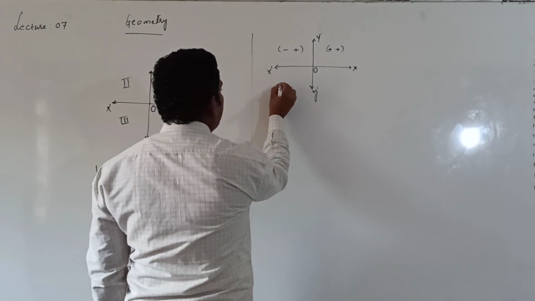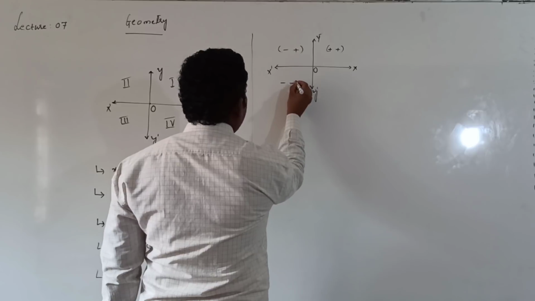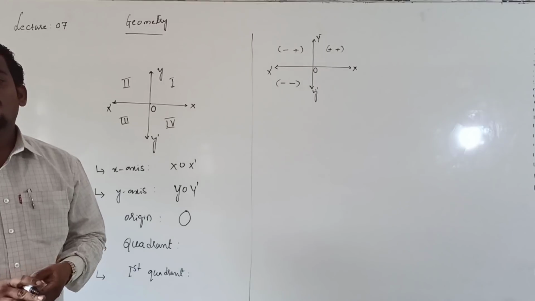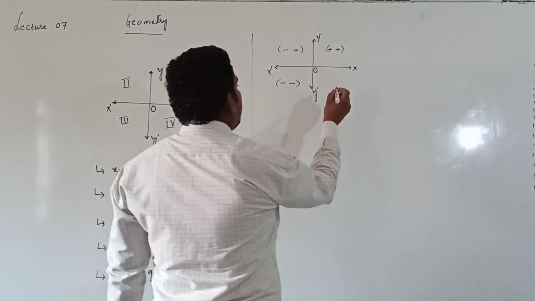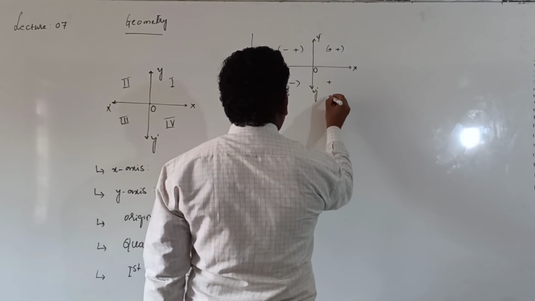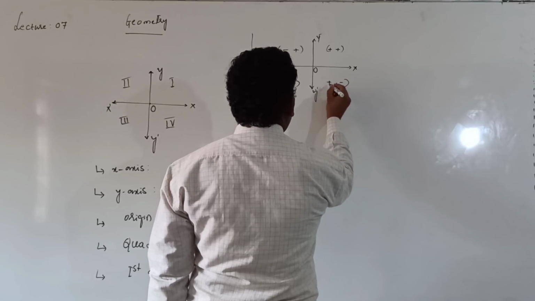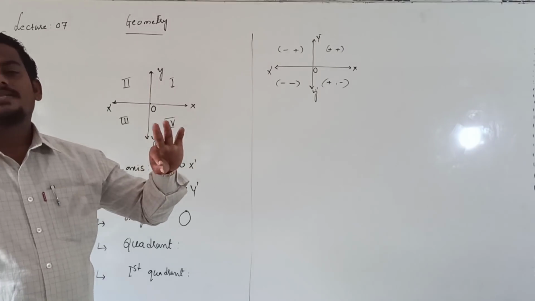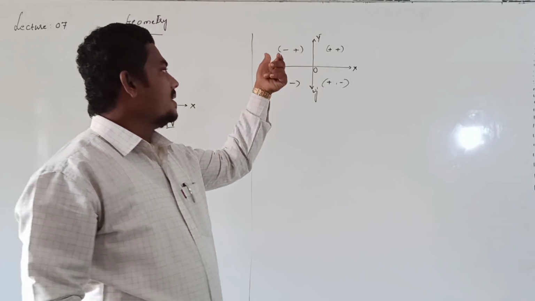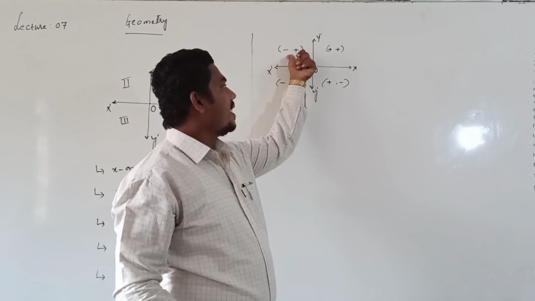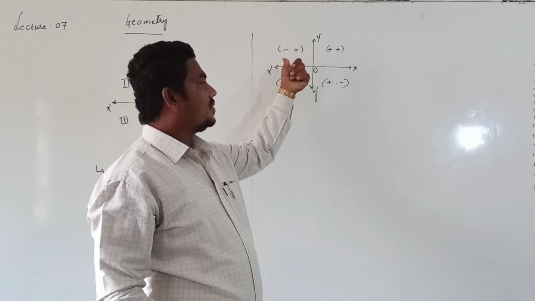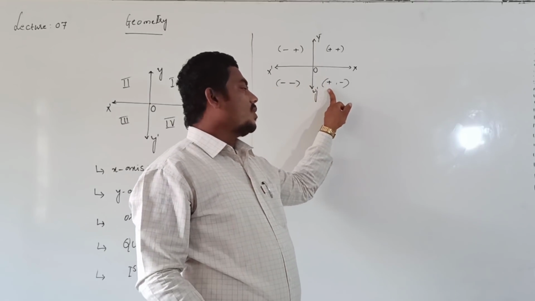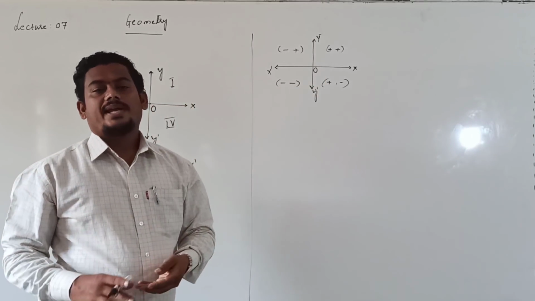In the third quadrant, both the coordinates are negative. In the fourth quadrant, x is positive and y is negative. To summarize: in the first quadrant, both coordinates are positive. In the second quadrant, x is negative and y is positive. In the third quadrant, both are negative. In the fourth quadrant, x is positive and y is negative.